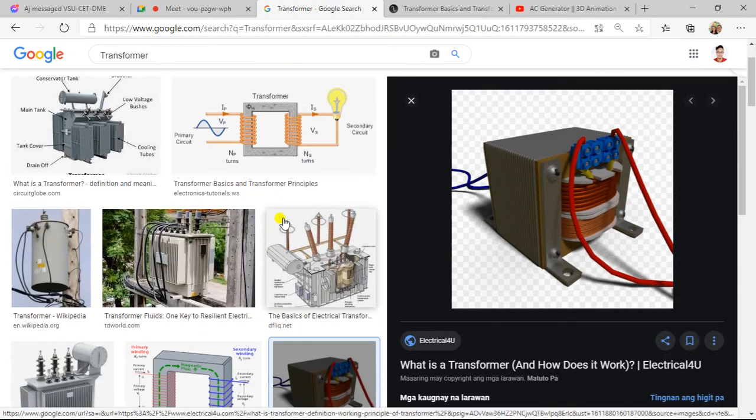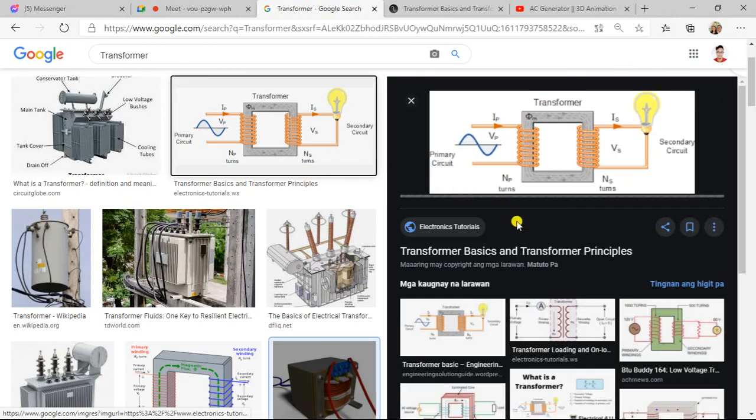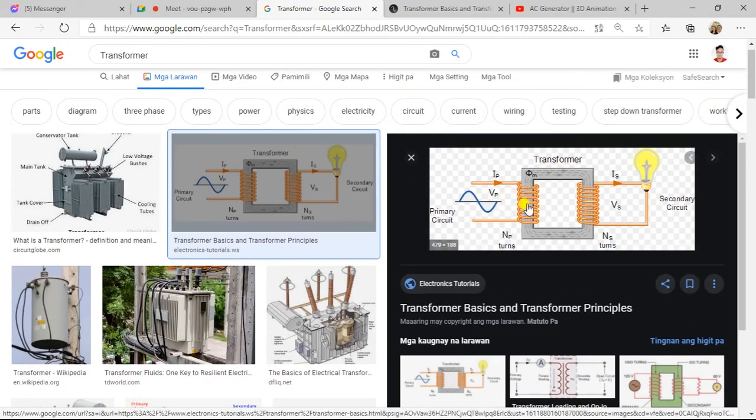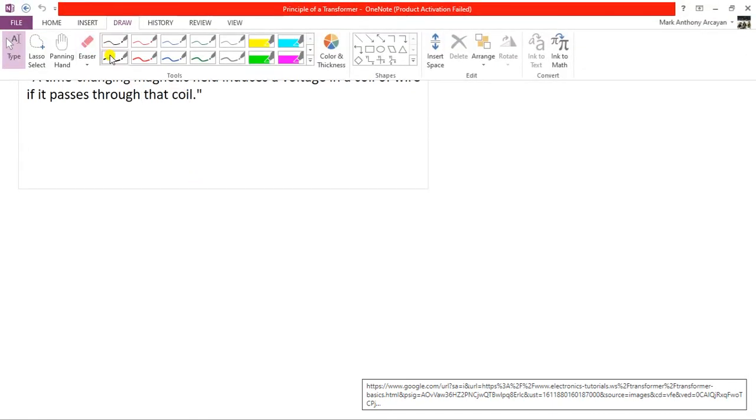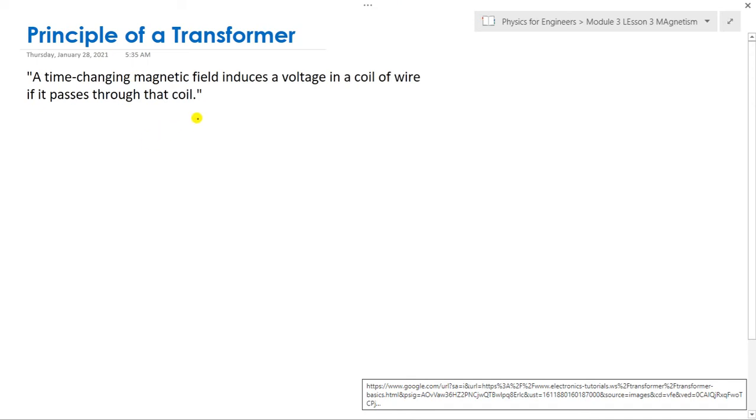So, our transformer's composition has a central core. The central core is square, so it is a closed loop. Then it has two windings. The first one is the primary winding. Here in the schematic diagram we have the primary winding and then the secondary winding. According to Faraday's law of electromagnetic induction, a time-changing magnetic field induces a voltage in a coil of wire if it passes through that coil. If you find it hard to interpret, let's go back to the transformer diagram.